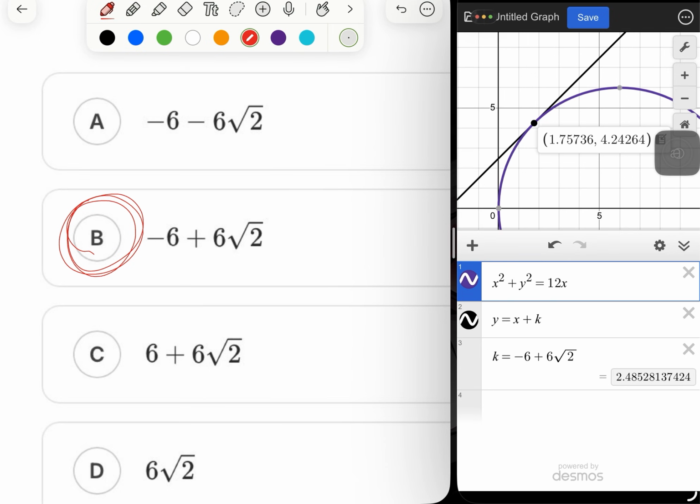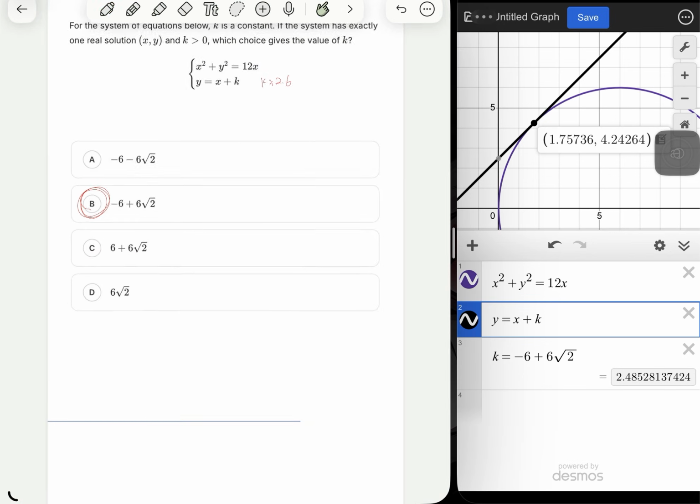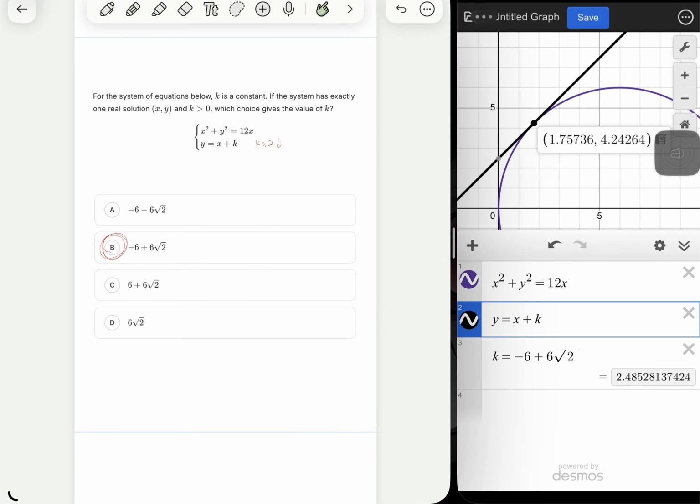So that's why Desmos is actually helpful in that sense. The interface actually tells you that hey, they're intersecting at that point. And of course, in that case, k would be -6 plus 6 root 2, which is answer choice B. So those are two different ways to approach this problem, right? I think anytime you have a system of equations and just one constant, just going into Desmos and playing around with that constant value can 100% give you the right answer. And it's actually the most efficient way to do it.